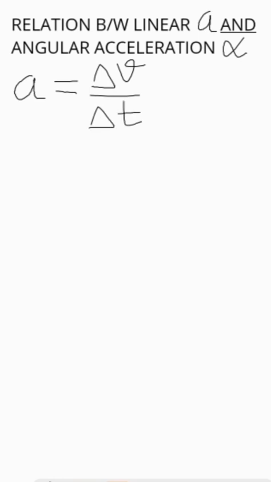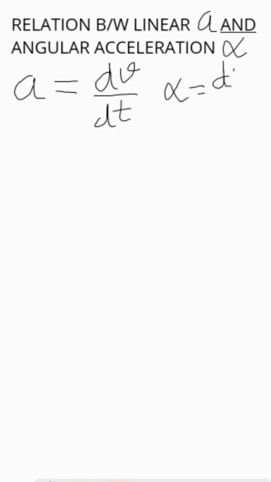change of velocity. But to be more precise or more accurate, we replace it with the differential sign. So it is dv by dt, differentiation of velocity with respect to t. And in the same way, angular acceleration alpha is equal to the rate of change of angular velocity. So it is alpha equal to d omega by dt.